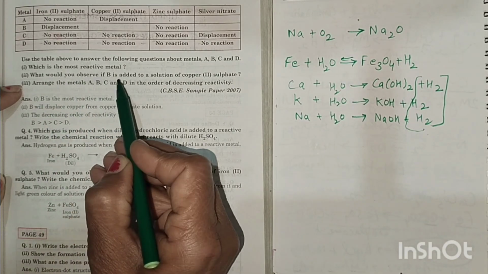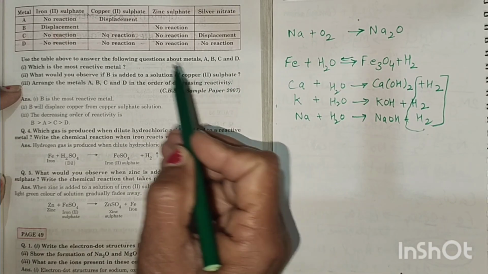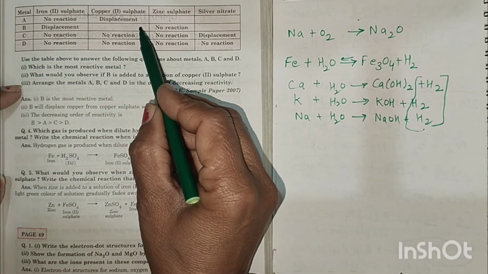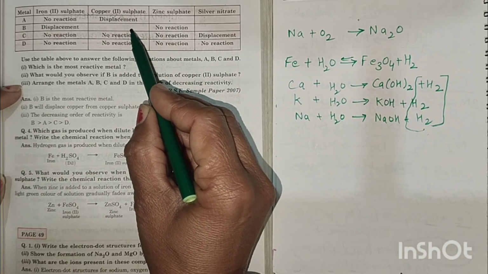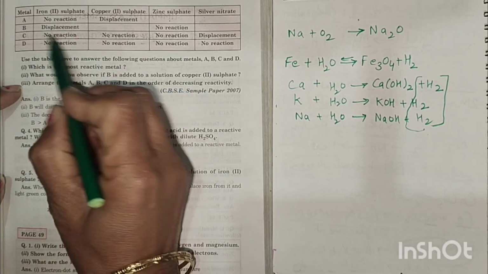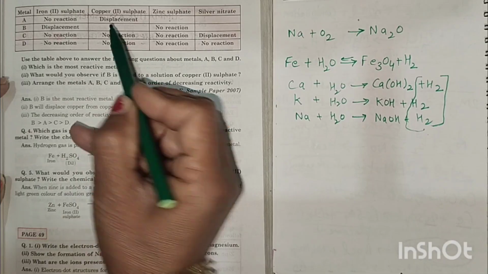What would you observe if B is added to a solution of copper sulfate? If B is added to the copper sulfate solution, then B will displace copper from the copper sulfate solution, because B is highly reactive in this table and it will displace the copper.